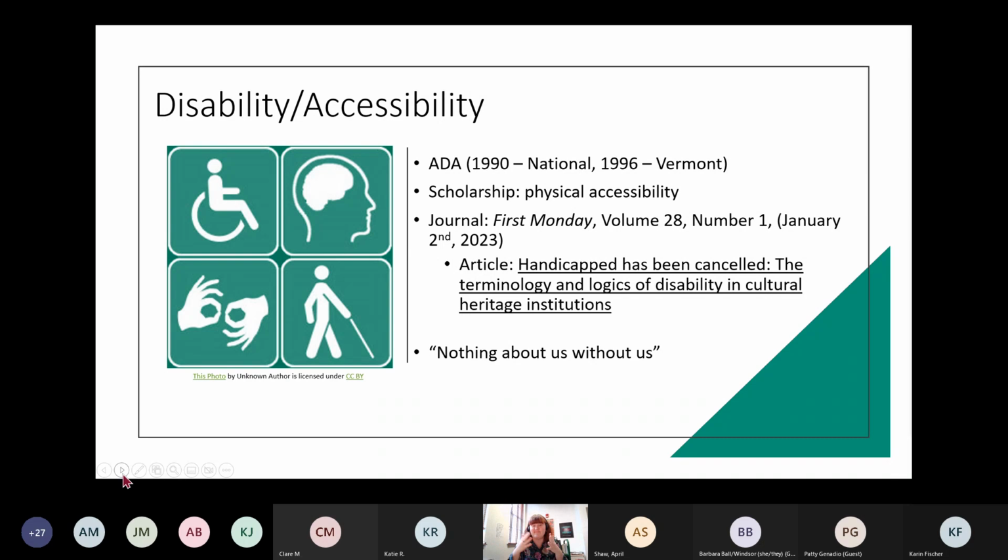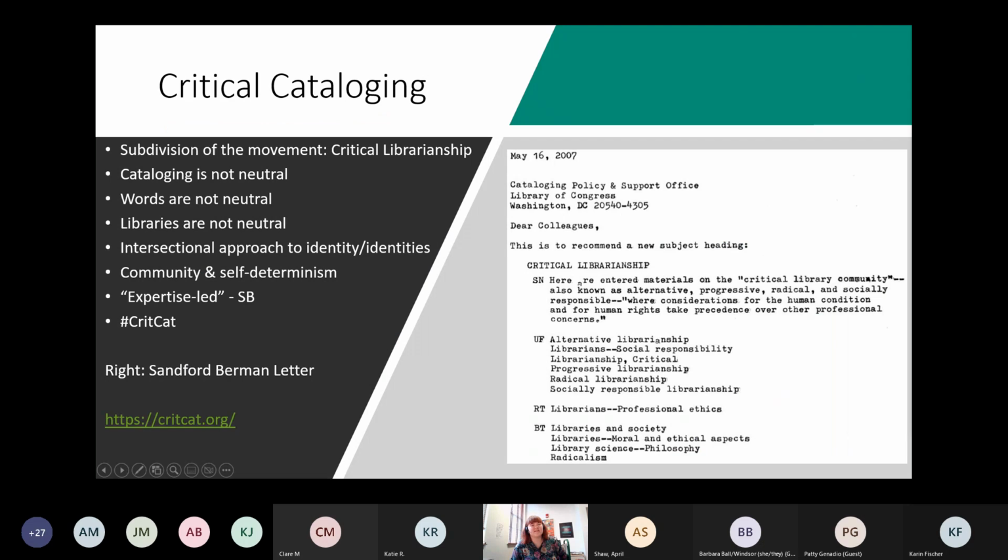So this kind of interesting conversation around subject headings has really been very present for a long time, which is kind of why I wanted to do a presentation about it today. A lot of this conversation comes from the critical cataloging movement. There is a larger movement called critical librarianship that really is about asking questions like, is cataloging neutral? Can it be neutral? Most critical catalogers will say cataloging is not neutral.